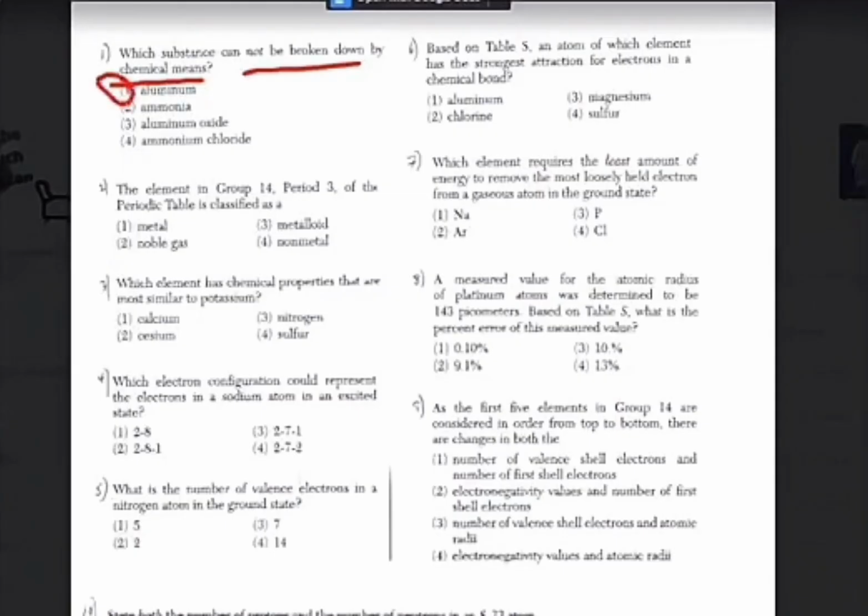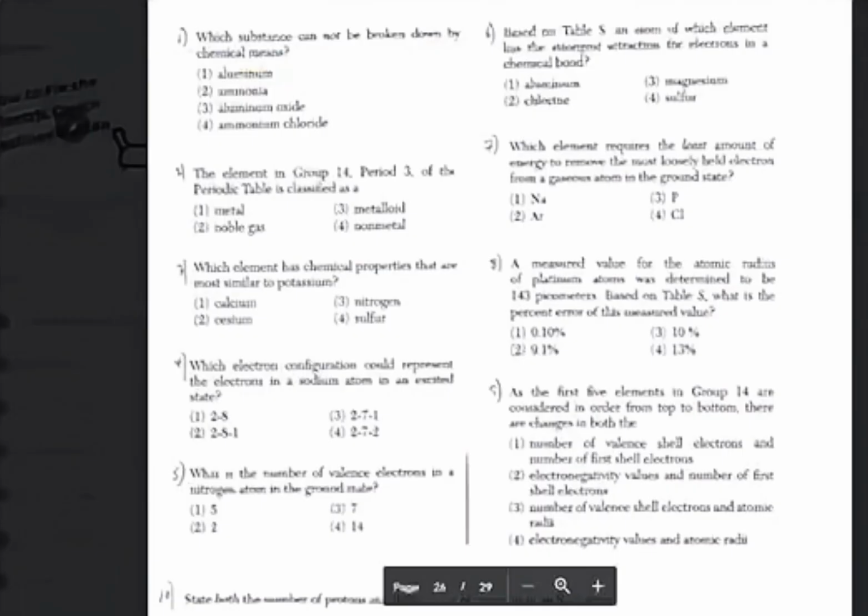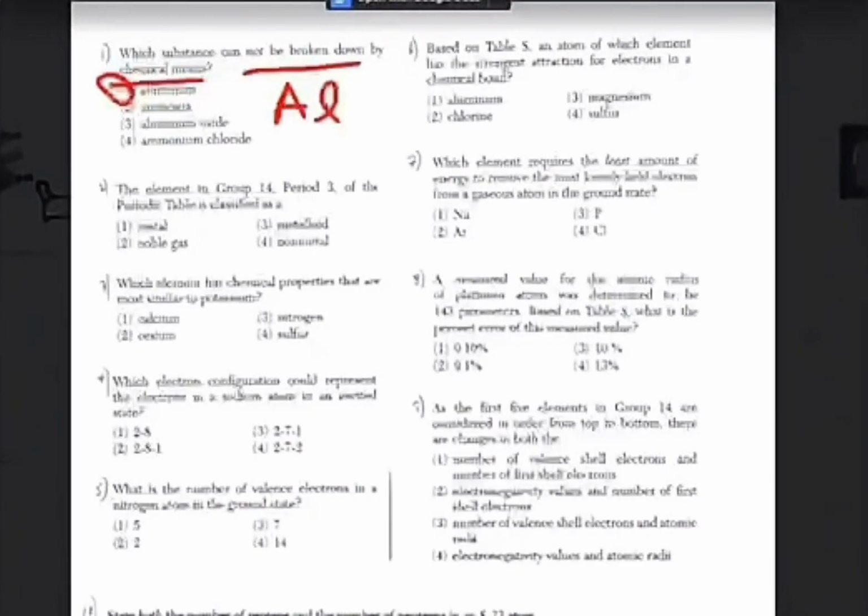Now, how do I know that? Well, aluminum is an element. It's just good old Al. You can check it out, play the matching game with reference table S. Ammonia is NH3, that's a compound. Aluminum oxide, metal nonmetal, that's a compound, that's Al2O3. And ammonium chloride, that's a compound as well. Reference table S, remember you have the names and the symbols. That's handy because a lot of times you're given the names, but you need the symbol to figure out the answer.